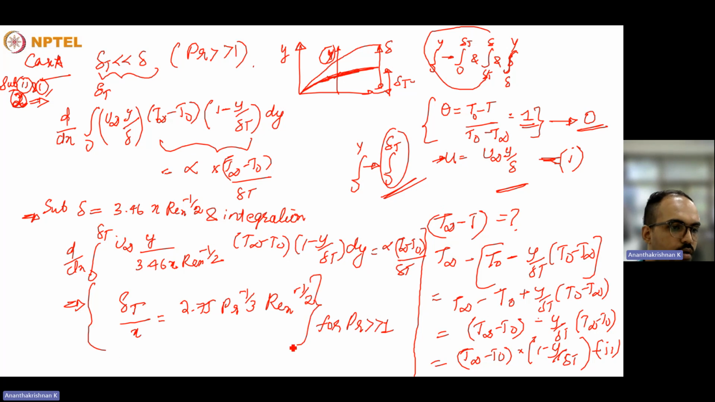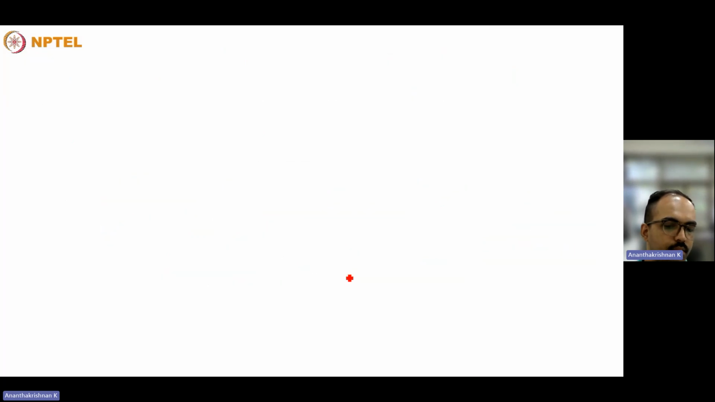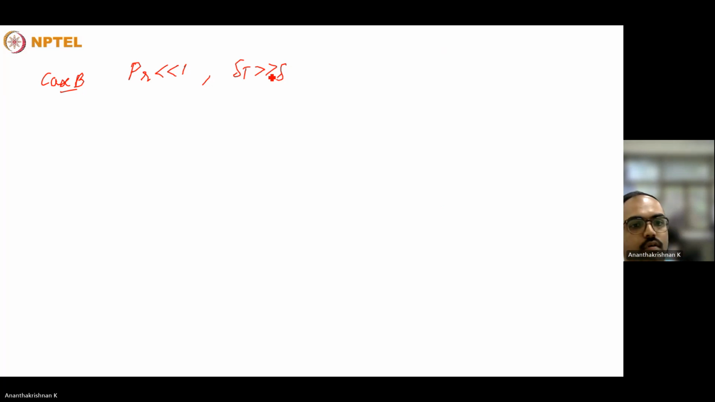So the alternative case is when the Prandtl number is less than 1 and delta t is greater than delta, for the case when the thermal boundary layer is significantly higher than that of the velocity boundary layer. Here, in this case, the momentum diffusivity will be very much less than that of the thermal diffusivity.